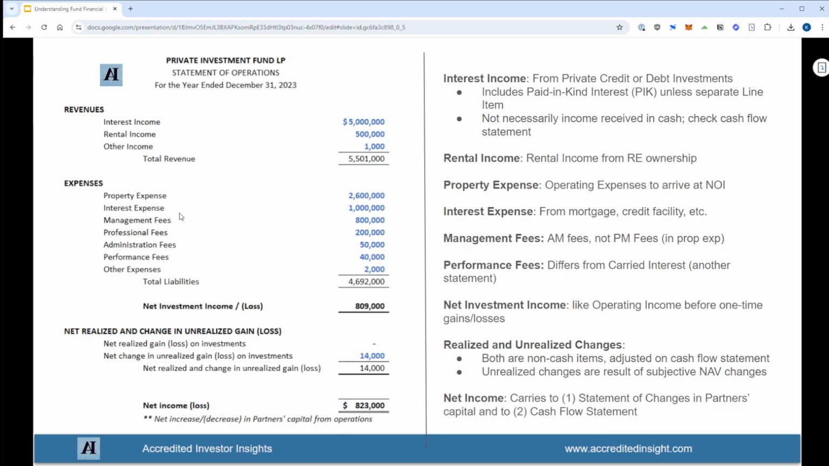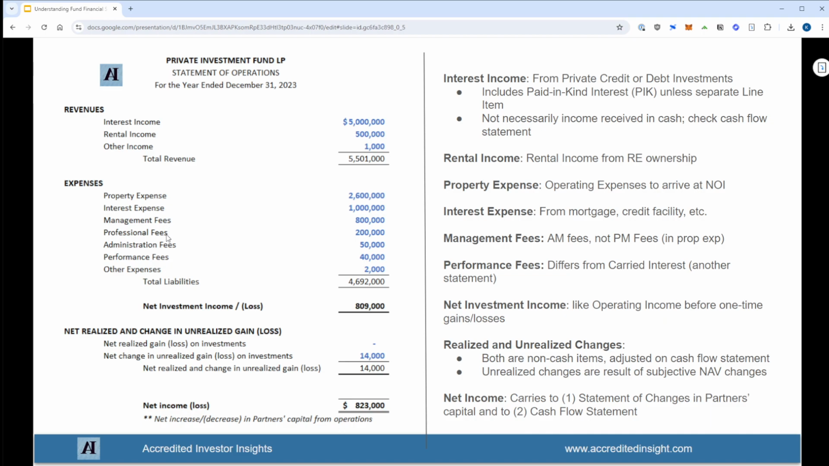That reflects any interest that's accrued by the fund, not necessarily paid, but accrued on debt owed by the fund. Then we have management fees. These typically reflect asset management fees, not property management fees, because those are included in property expense a couple lines up, right? Those are a property-specific item. So you'll see management fees on all the different types of private investment funds.